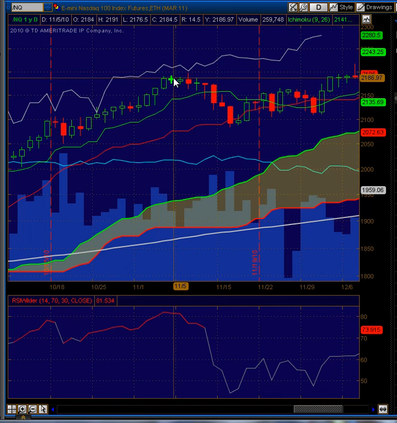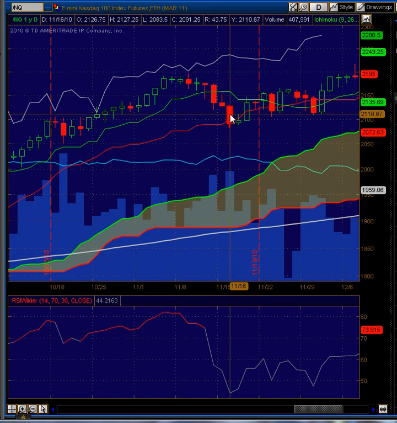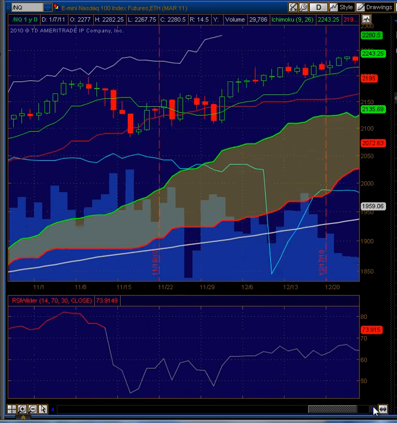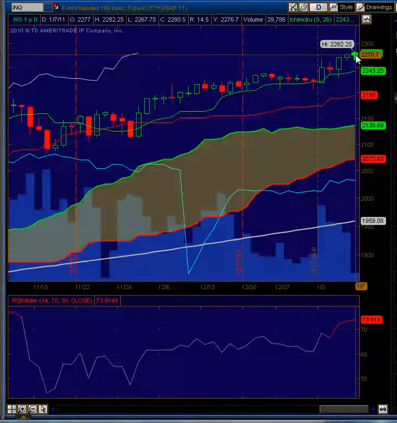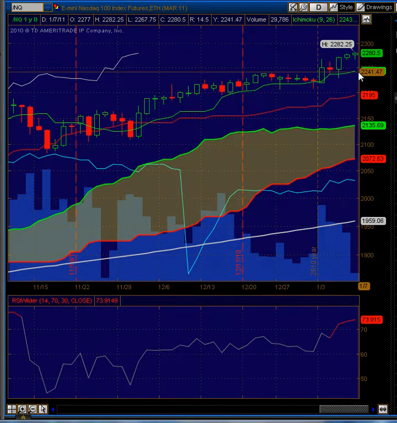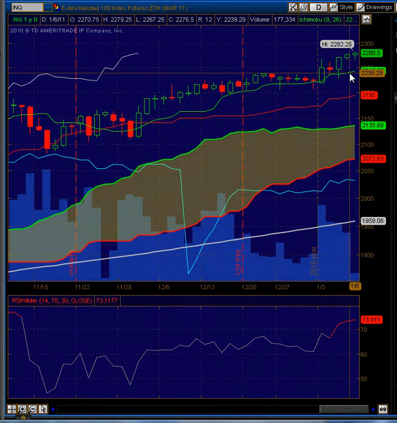From right here we were at like 2184 in the close, and we got all the way down here to 2083. So that's about a 100-point correction. So we could expect to see the same thing. Not saying that we're going to get a trend change, but we are looking at a correction to at least the first support, which is about a 40-point drop here in the NASDAQ.